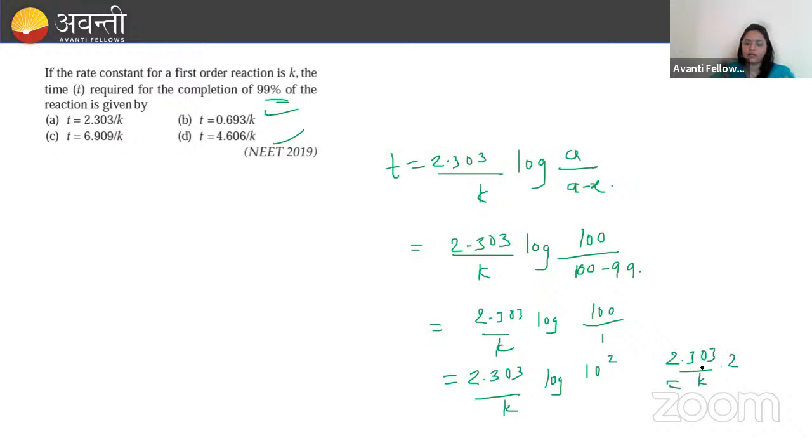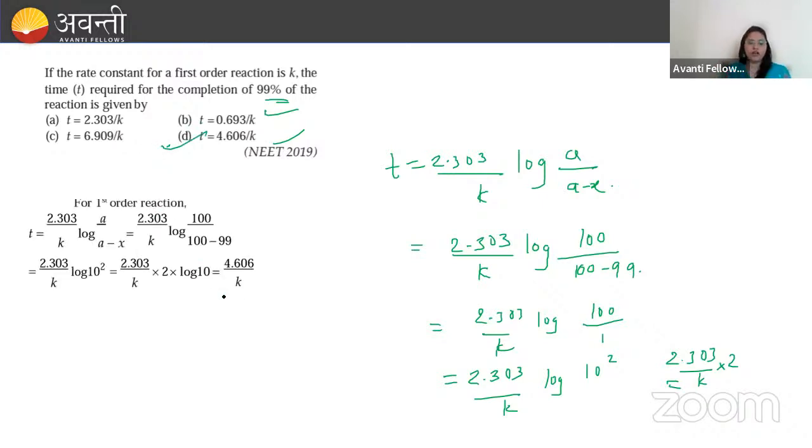log 10 क्या होता है? 1. तो ये क्या हो गया? 2 into 2.303 divided by K. तो 2 into 2.303 कितना हो जाएगा? 4.606. So what will be the correct answer here? D will be our correct answer. Okay, 4.606 divided by K will be our correct answer. Any doubt in this? Use this formula. First order rate constant.